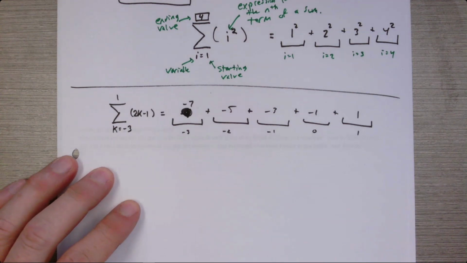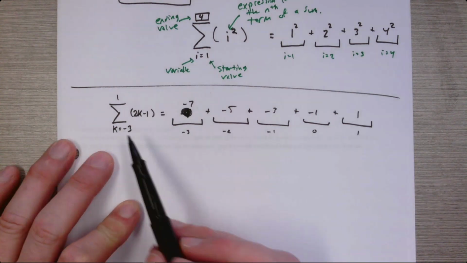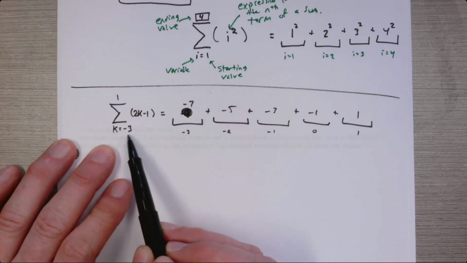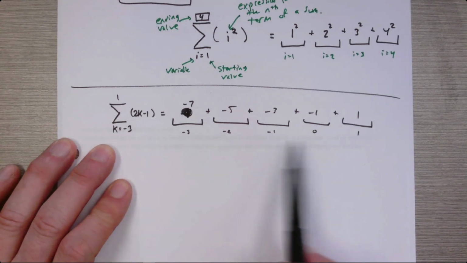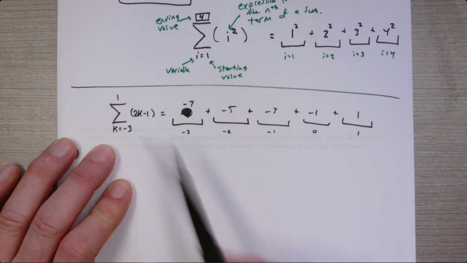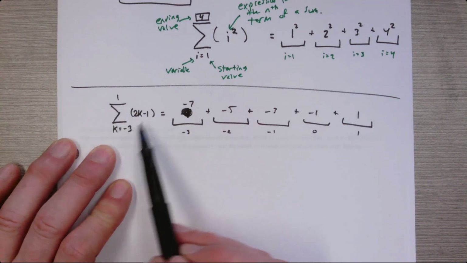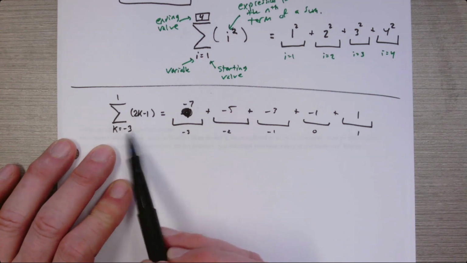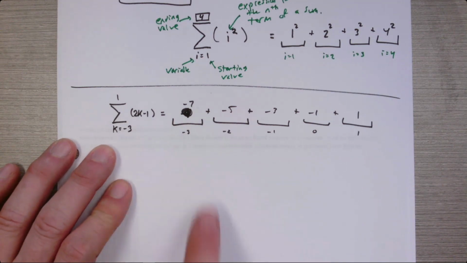Ta-da! So what we've done here is we're saying, all right, k is the variable, and it's going to start at -3 and go up by 1 with each term until it gets to 1. So again, starting and ending. And then each term is going to be the expression 2k minus 1, evaluated at a different value for k.